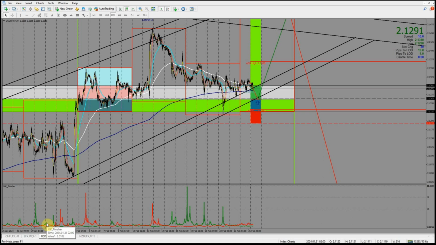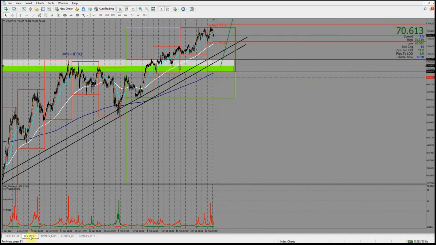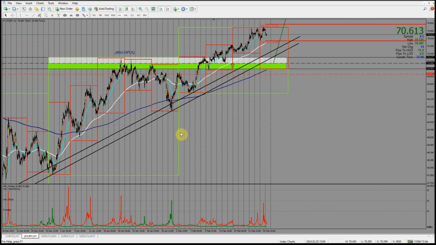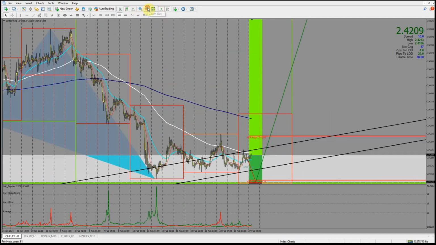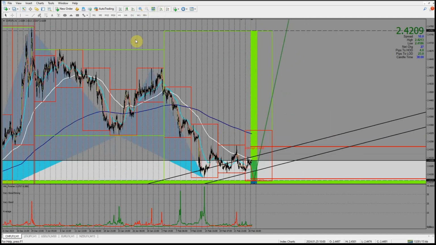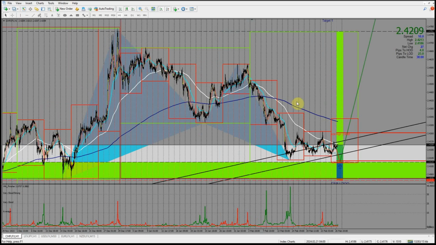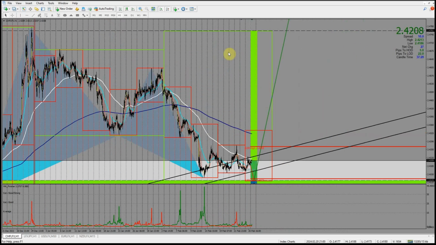JPY index, we're going to be selling, we're going to be buying actually. We're going to be buying the Japanese yen across the board. And then this is the Swiss franc. So CHF, we're going to be buying. I think we should rather wait for it to play out.